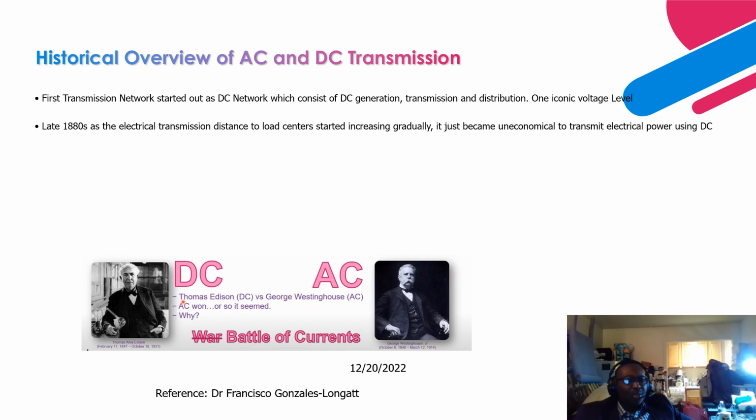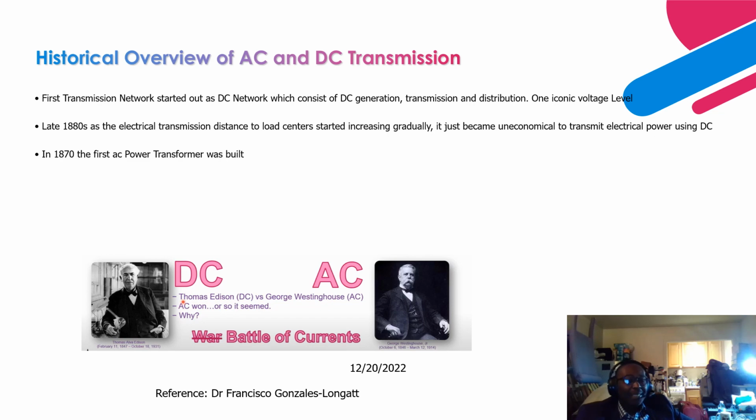As the years progressed, getting to the late 1800s, especially the 1880s, as electrical transmission distance increased, especially to the load centers, it became uneconomical to transmit power utilizing DC. As such, AC transmission started gaining momentum, and Westinghouse was the one that started winning this point.